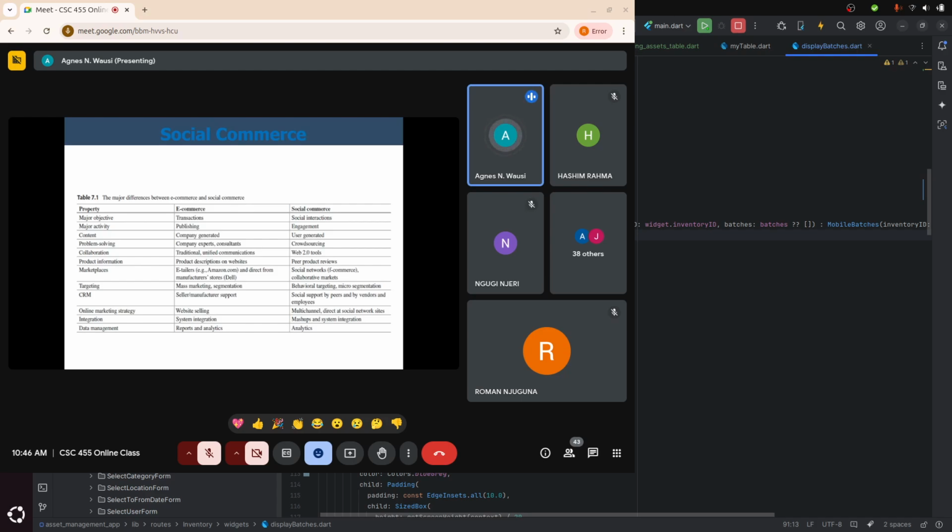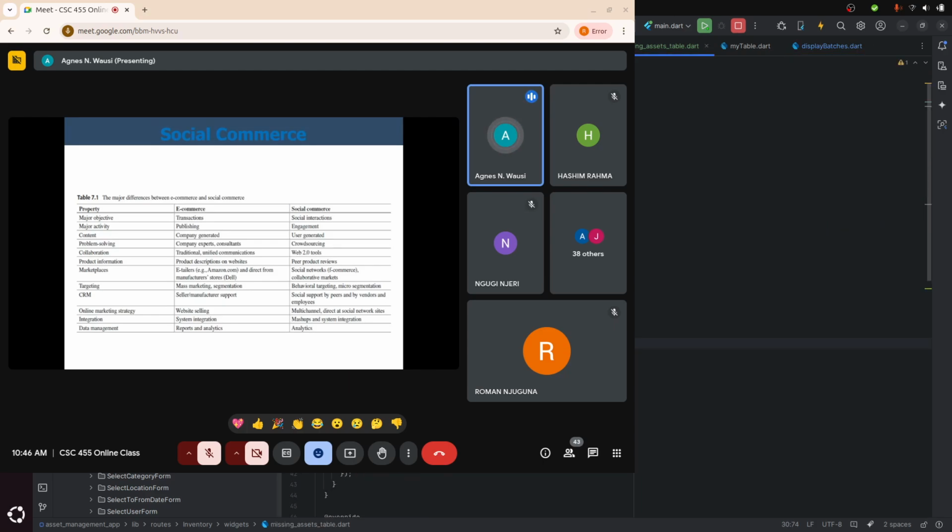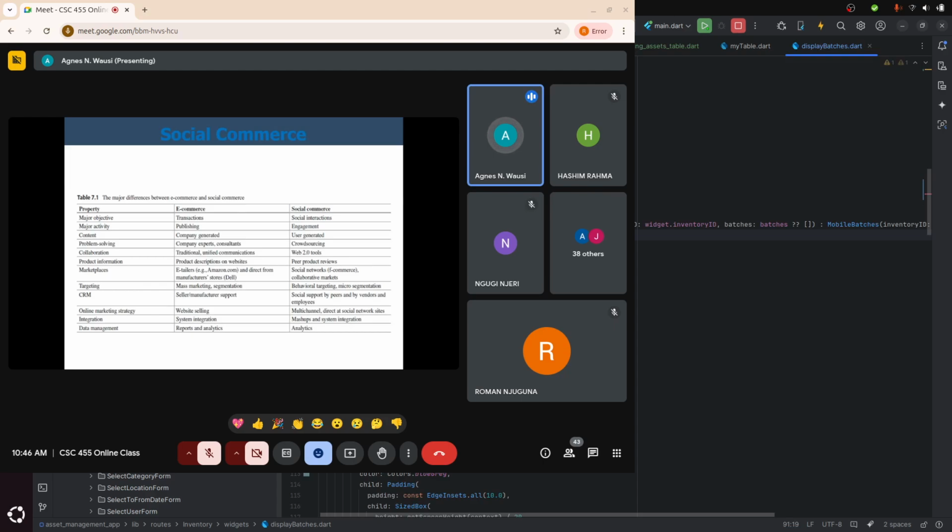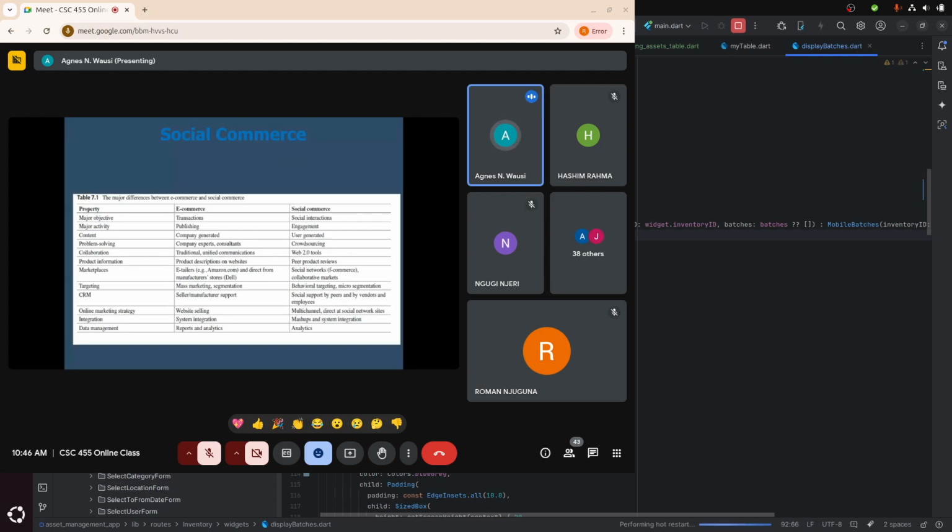Yeah, so that you are able to see what really is the major objective of a social commerce platform vis-a-vis the main objective, what is the major activity, how is the content generated, and things like that. Yeah, so these properties are very important, and how they actually relate to social commerce compared to e-commerce. Yeah.